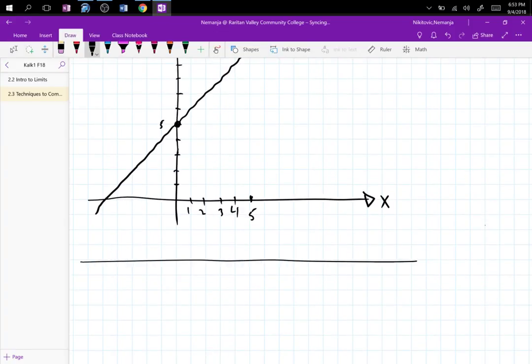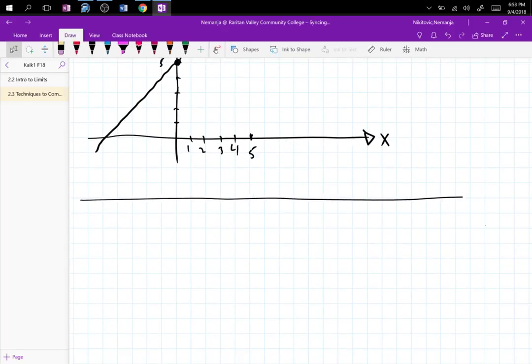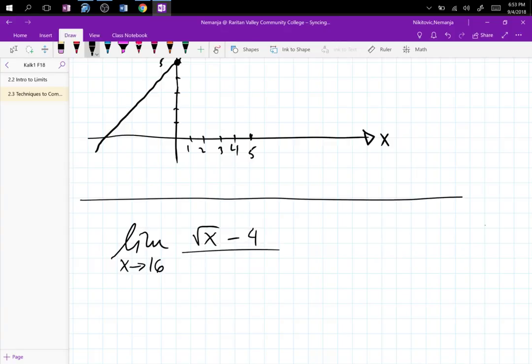Let's take a look at another example. Limit as x goes to 16 of square root of x minus 4, divided by x minus 16.